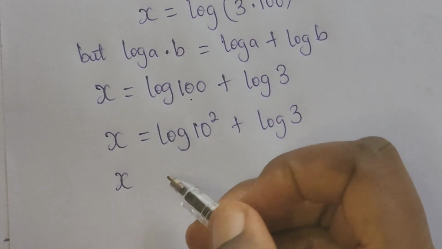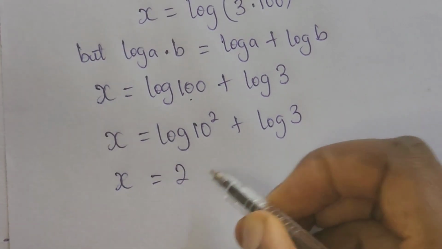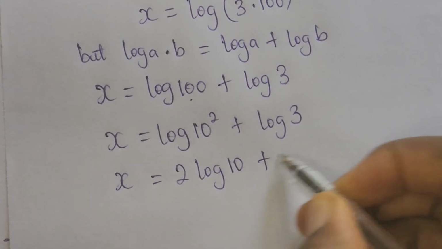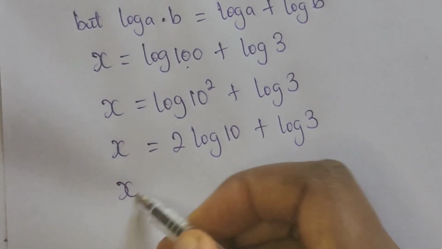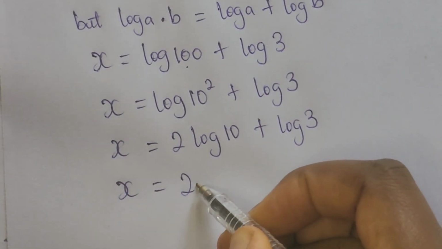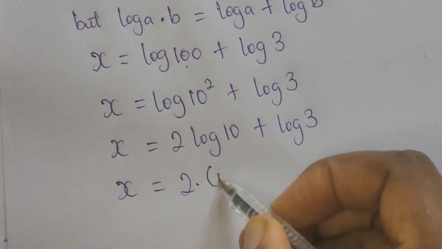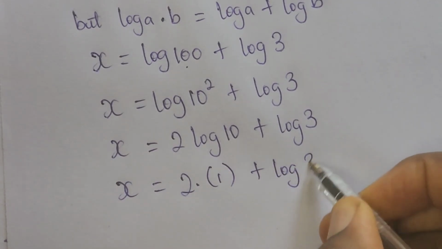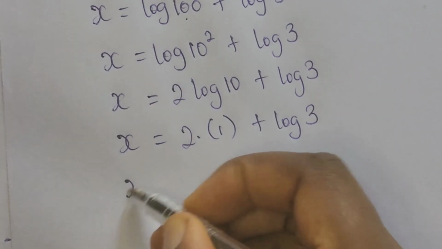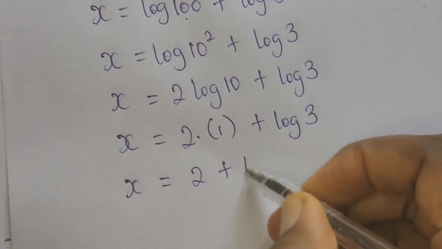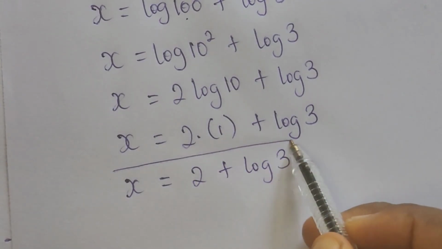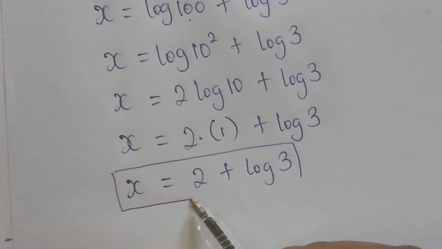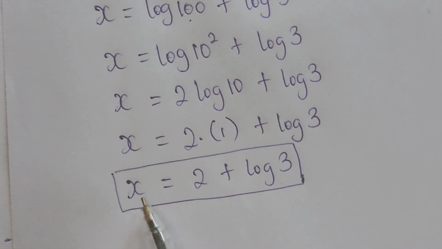So we have x equal to 2 times log of 10 plus log of 3. So we have x equal to 2 times, we know that log 10 is 1, plus log of 3. So our x is equal to 2 plus log of 3. So we've gotten the value of x to be equal to 2 plus log of 3.